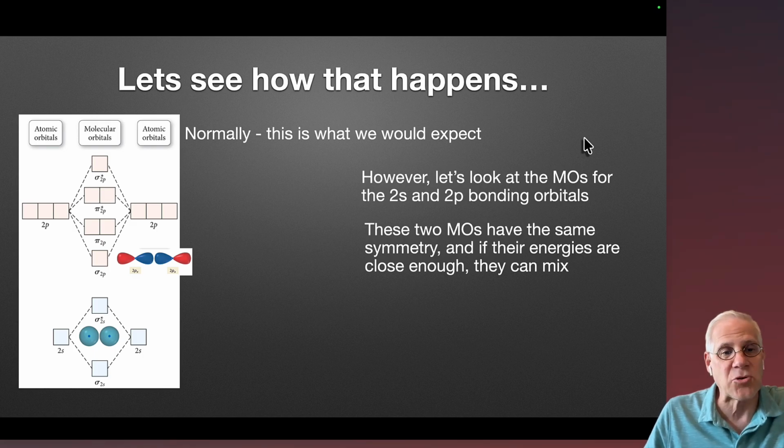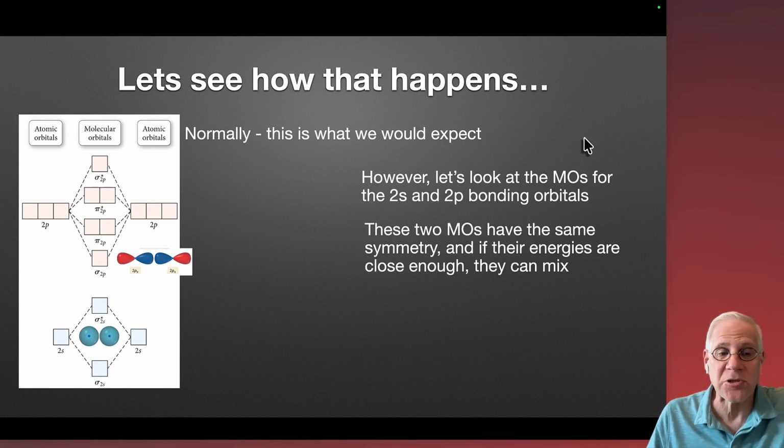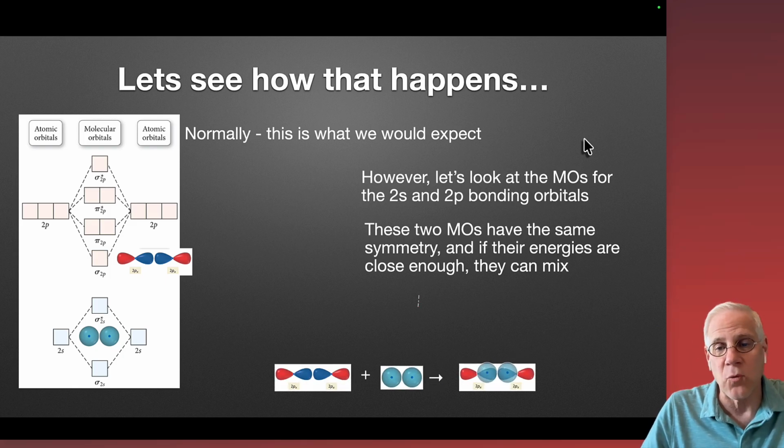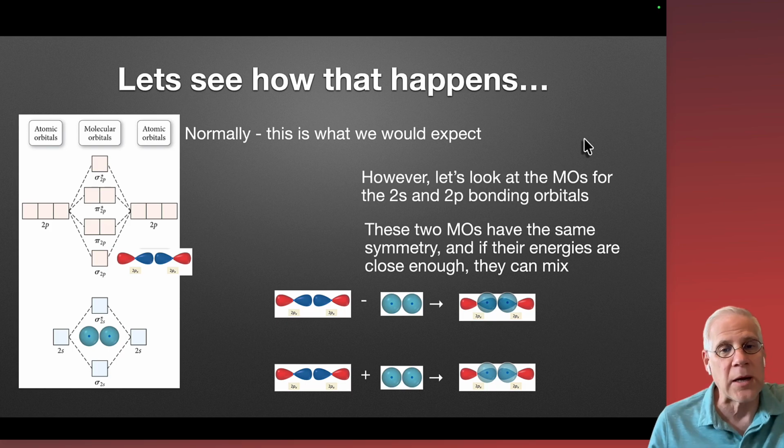Because they have the same symmetry, that gives them the opportunity to mix. They also have to be fairly close in energy. So it turns out for those lighter atoms, boron, carbon, nitrogen, the energies of the sigma 2p and the sigma star 2s are close enough in energy that those two molecular orbitals can mix. And they mix in such a way, just like our atomic orbitals do, that it drives one energy down and it drives one energy up.